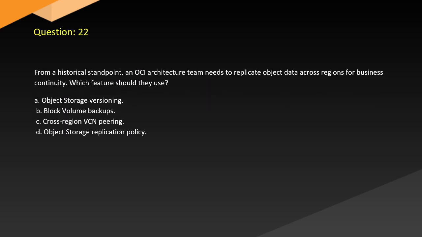Question 22. From a historical standpoint, an OCI architecture team needs to replicate object data across regions for business continuity. Which feature should they use? A. Object storage versioning. B. Block volume backups. C. Cross-region VCN peering. D. Object storage replication policy.